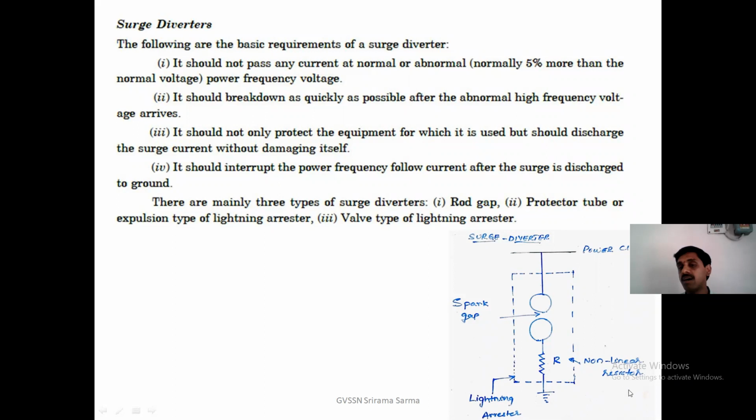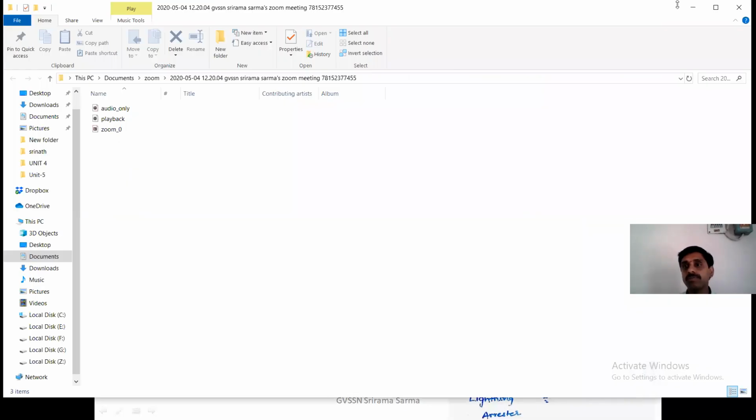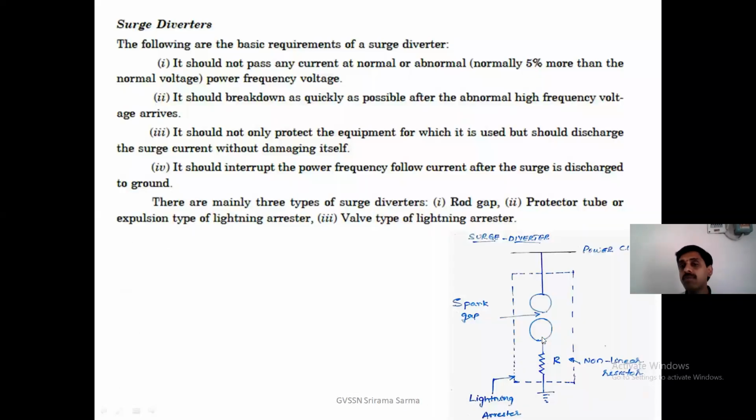Nonlinear resistor means for high voltage, it acts as a conducting path. That means it offers low resistance. For low voltage, that means power frequency voltage, it does not allow current to the ground. That means it acts as a high resistance. So for the normal voltages, high resistance; for high voltages, it acts as a low resistance path. That is called a nonlinear resistor. You can understand that in the resistors discussion.